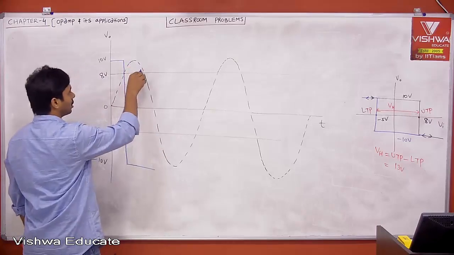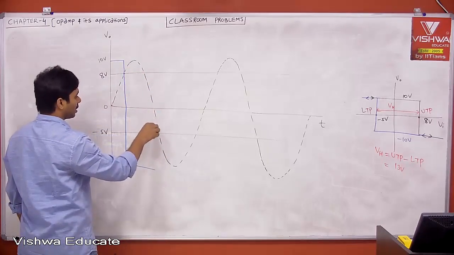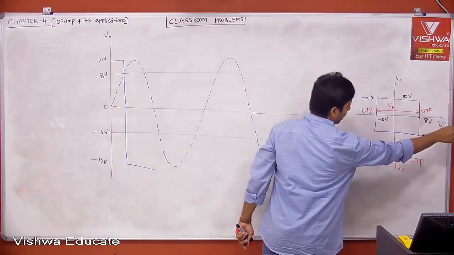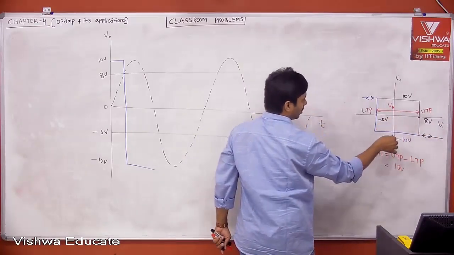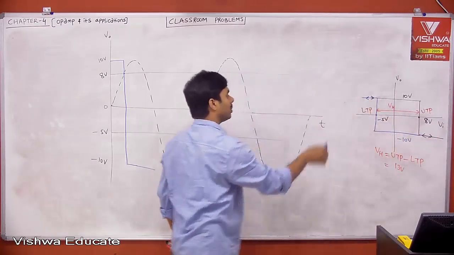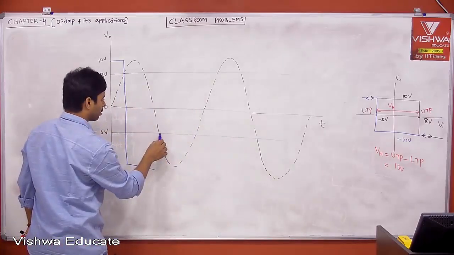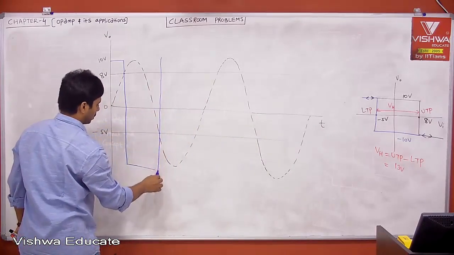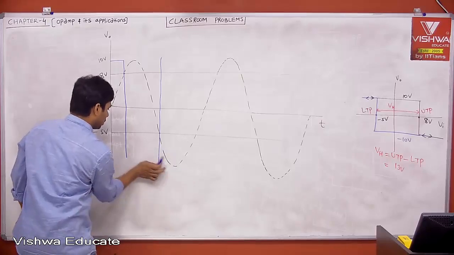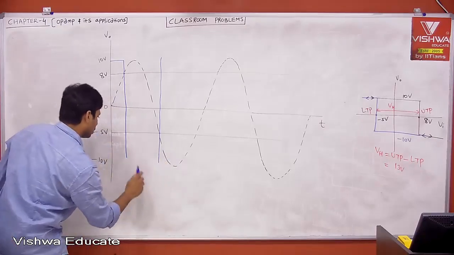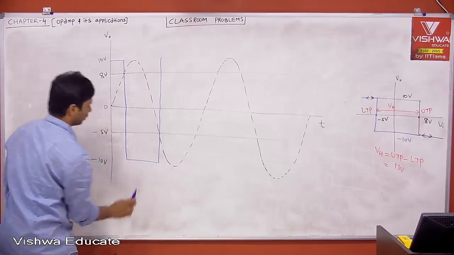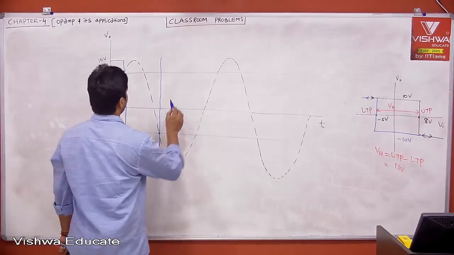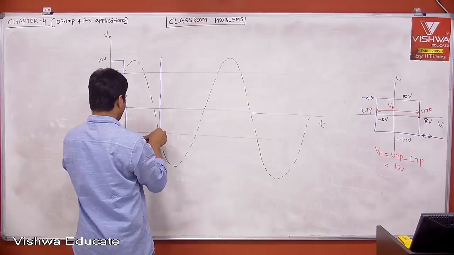Therefore, when the input becomes less than minus 5, then only it will be plus 10. Then again, this is the switching point. Now, at the next switching point, again it went to minus 10.